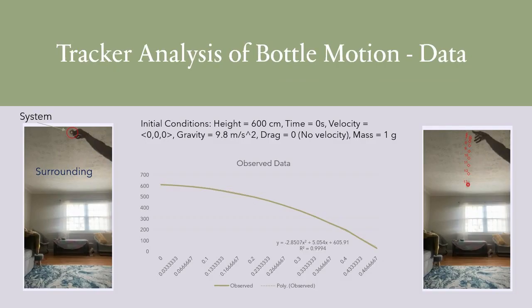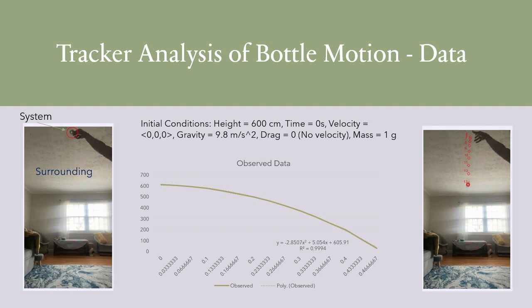My experiment consisted of dropping a tape from high above ground onto the floor. In this case, the tape was the system while the air surrounding it was the surroundings. For this experiment, I had the following initial conditions. My height was 600 centimeters or 6 meters. My time started at 0 seconds. My initial velocity was at rest. I had a gravity of 9.8 meters per second squared. My drag was 0 since there was no velocity, and the tape was about 1 gram.